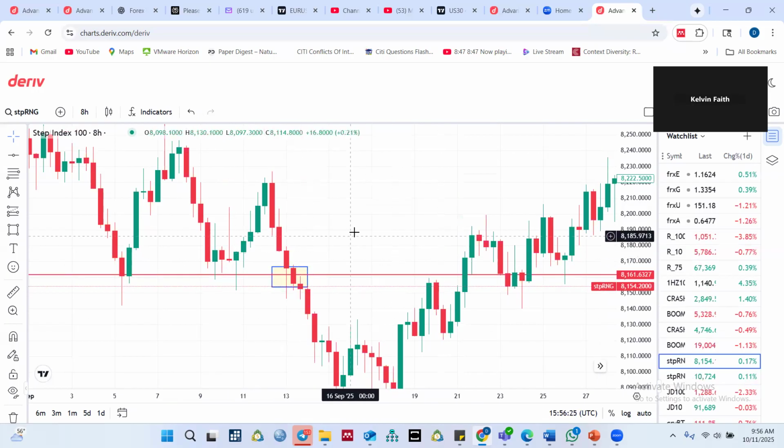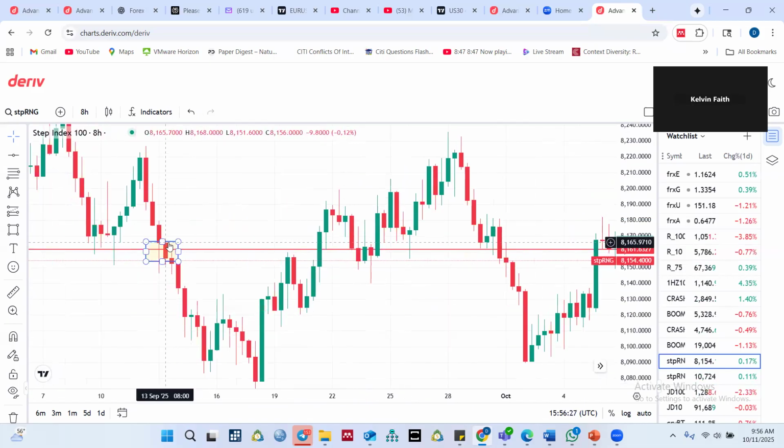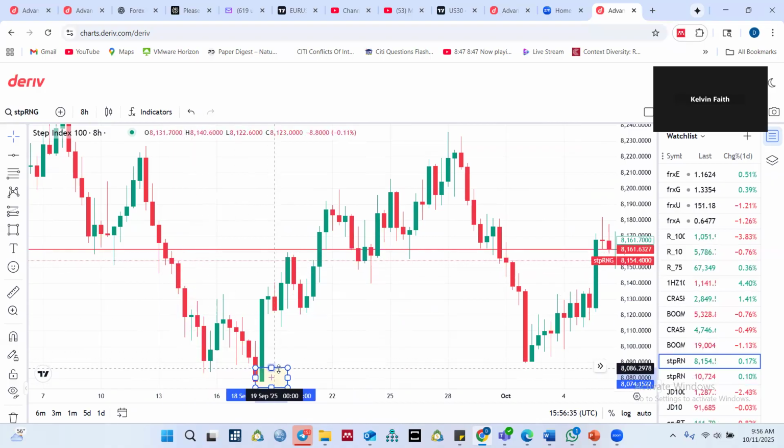So let's do a check quickly. Price closes below it. The next candle retests it, came down below it, and then boom, we got a sell move.